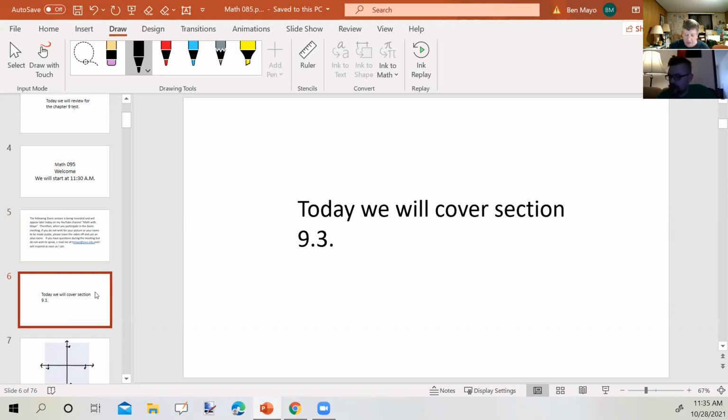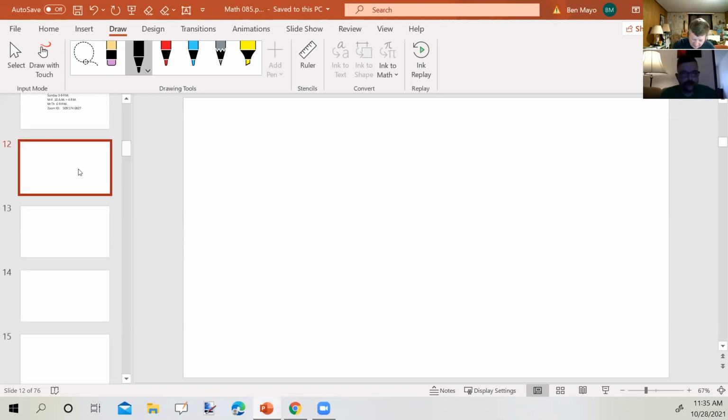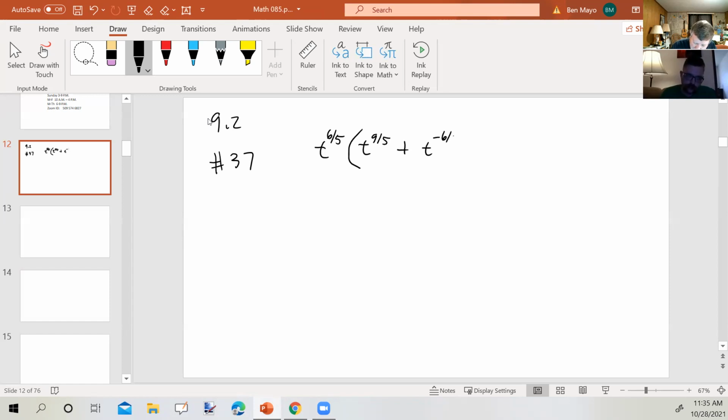Okay, so today we're going to take a look at section 9.3, but before we do, I had a couple of requests from a student from 9.2. So we'll take a look at that. This is from section 9.2, number 37. The directions say simplify the expression, and the variable represents a positive real number. We have t to the 6/5 power multiplied by t to the 9/5 plus t to the negative 6/5.